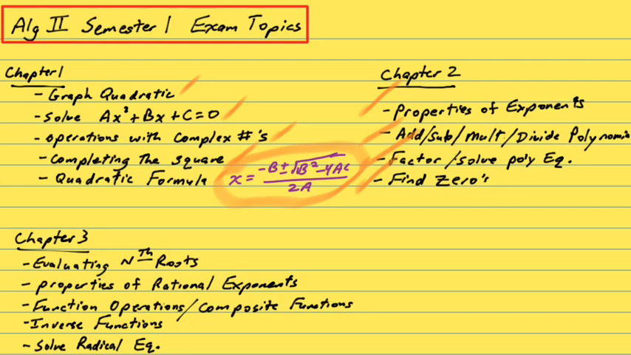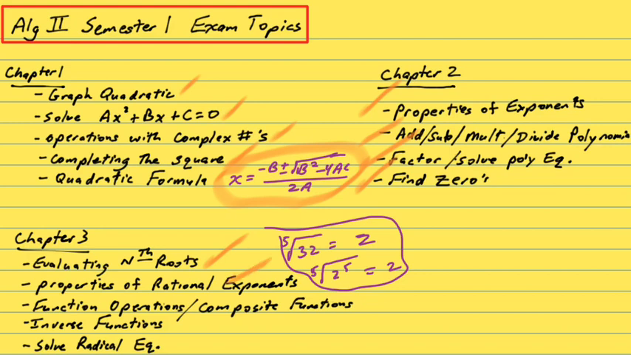In Chapter 3, you're finding the nth roots. Sometimes they are square roots, third roots, or fourth roots. Sometimes even the fifth root of 32. If I gave you something like the fifth root of 32, that is because 2 to the fifth is 32. The fifth root of 32, I believe, is 2. But fifth roots are kind of rare.